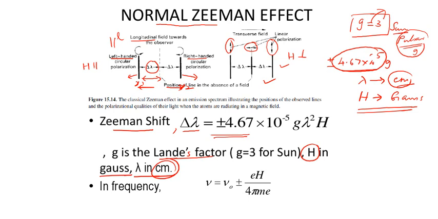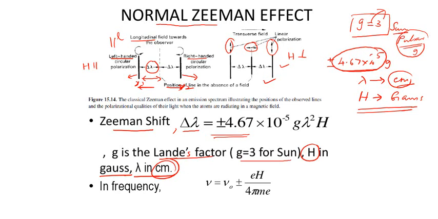g is equal to 3 for the Sun. So memorize this equation. It is quite simple: delta lambda equals 4.67 times 10 to the power minus 5, times g, times lambda squared, times H. Hope that you can memorize this equation. And you can even take the corresponding frequency shift.